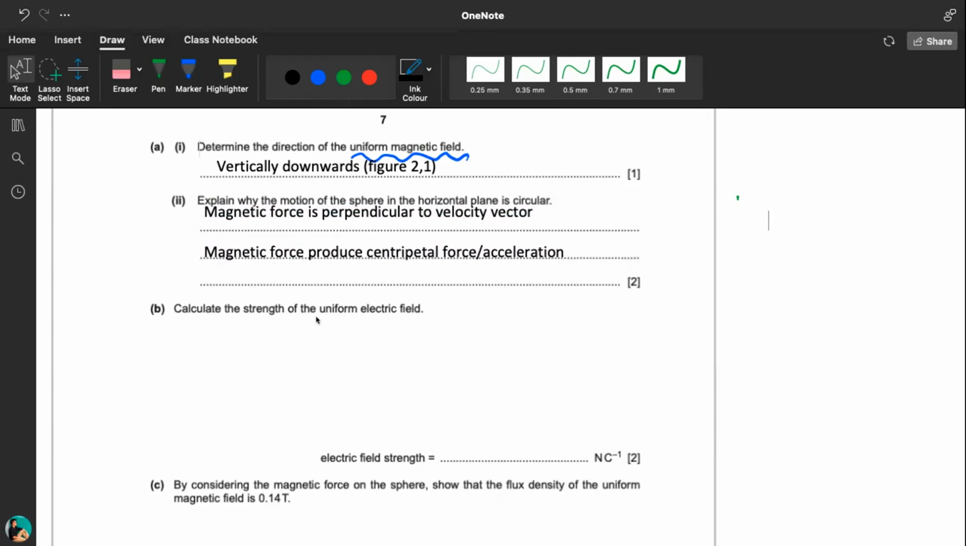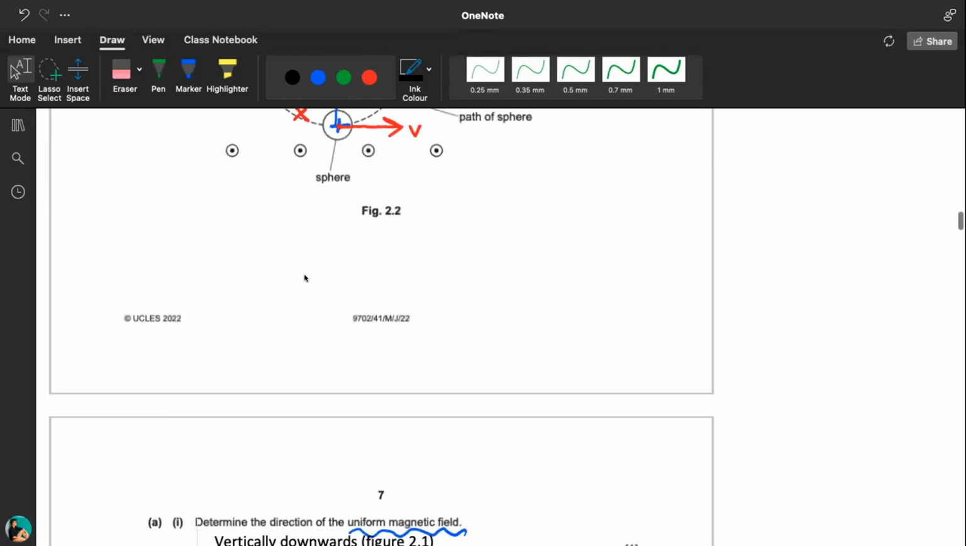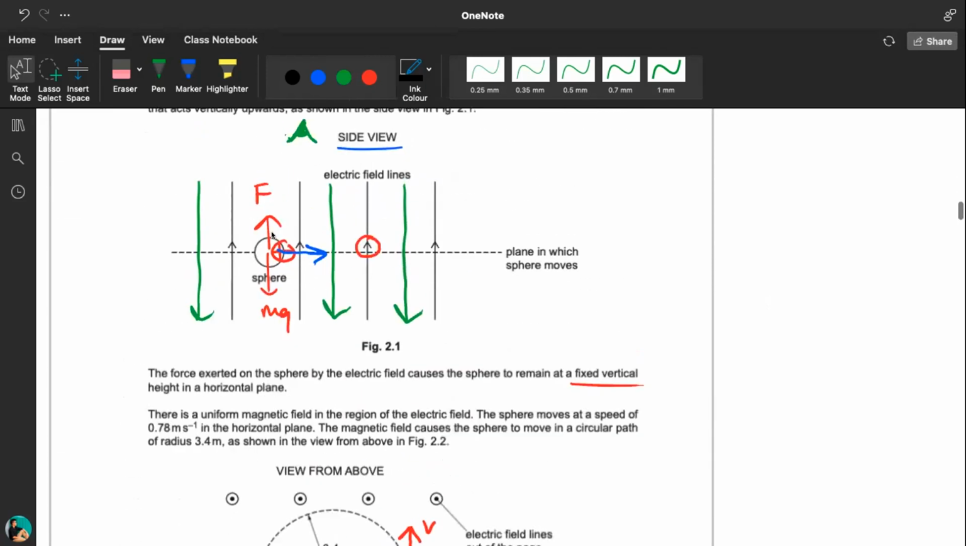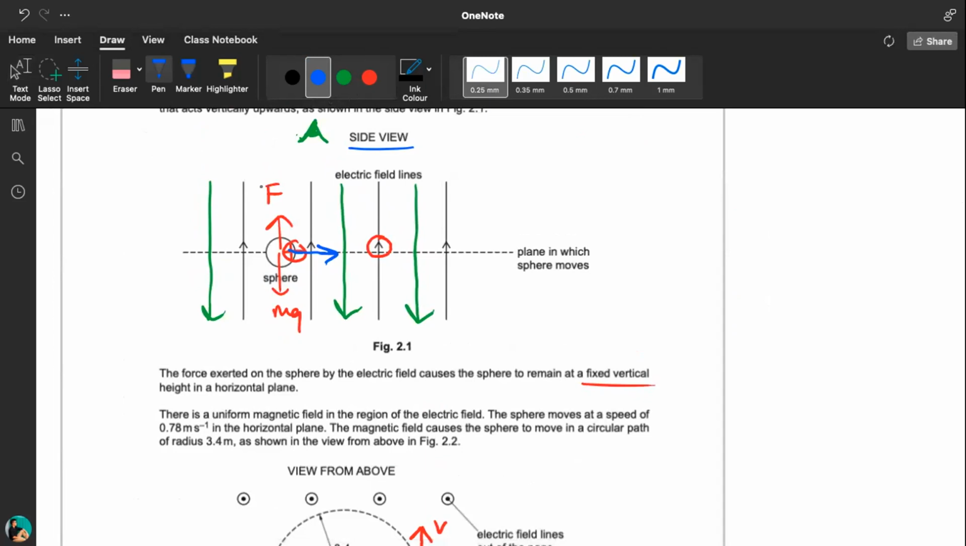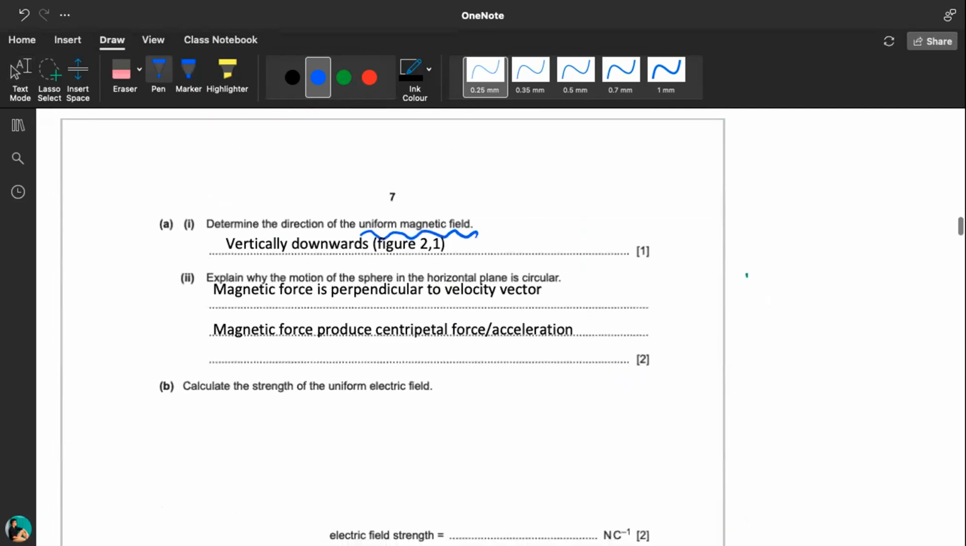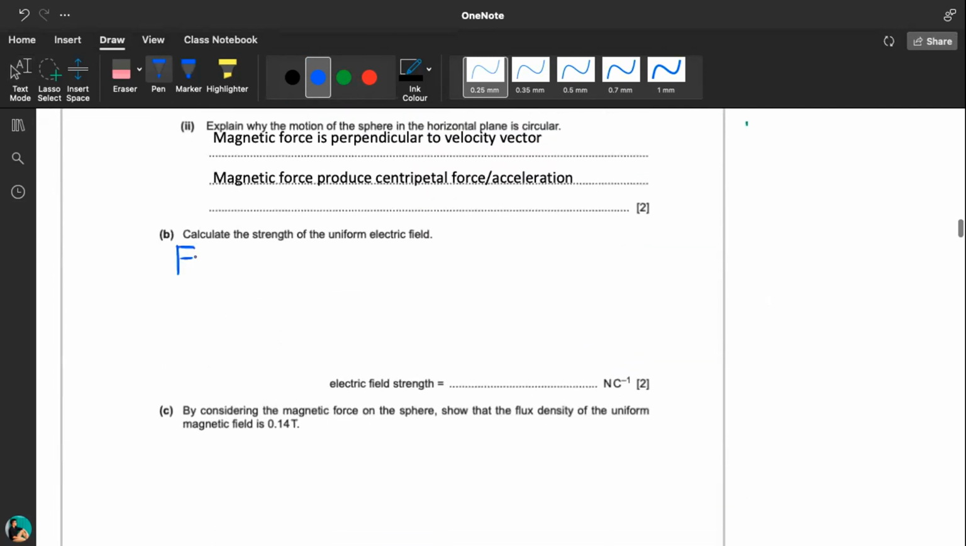Calculate the strength of the uniform electric field. Right, so electric field, let's go back to here where they are balanced, right? So electric force acting is balanced by the mg. So we're going to use that from here. F equals mg and electric force given by EQ equals to mg. E equals to mg over Q.